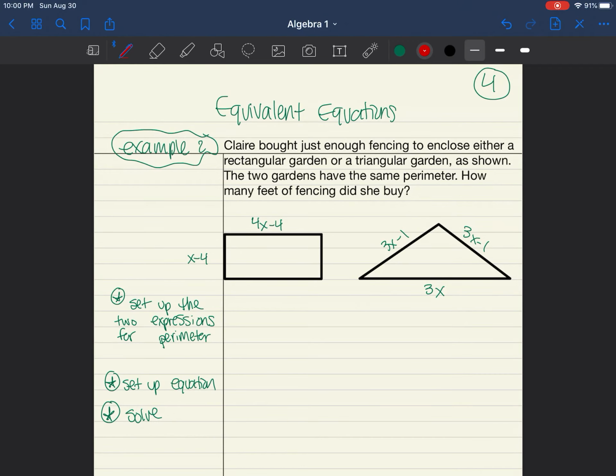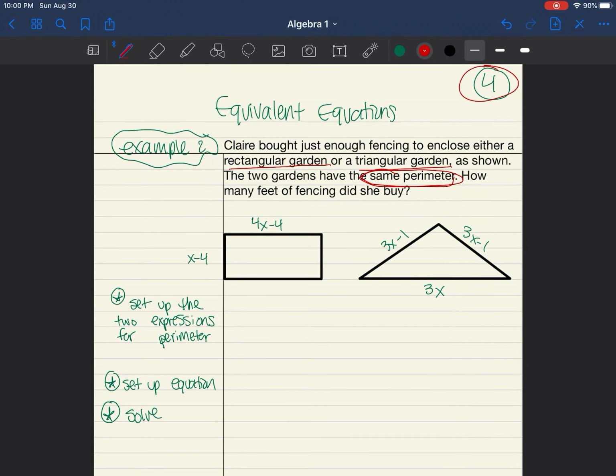All right, lesson 4 or page 4 in our notes. Equivalent equations, example 2. Claire bought just enough fencing to enclose either a rectangular garden or a triangular garden, as shown. The two gardens have the same, there's that word again, perimeter. How many feet of fencing did she buy?